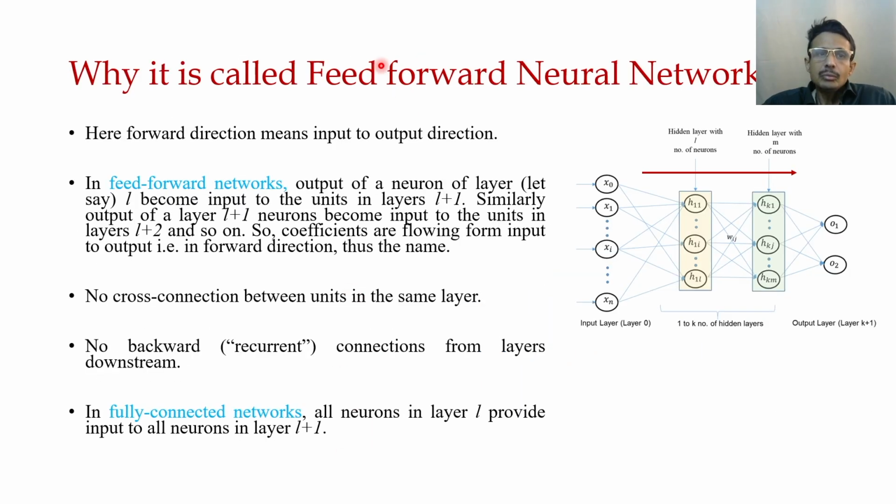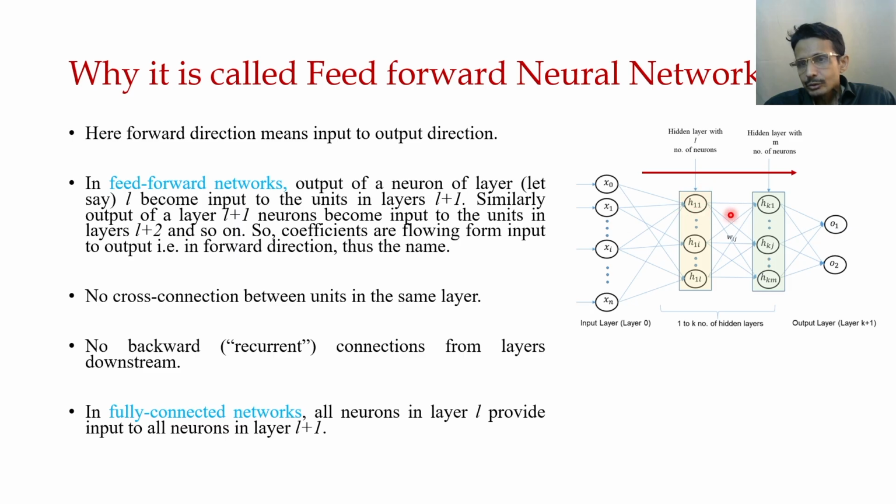Okay. Now why is it called feed forward? Data flows from input to output direction. That is the feed forward direction, from input to output. So in this network, the output of the neurons of a layer L becomes the input to the units of layer L plus 1.